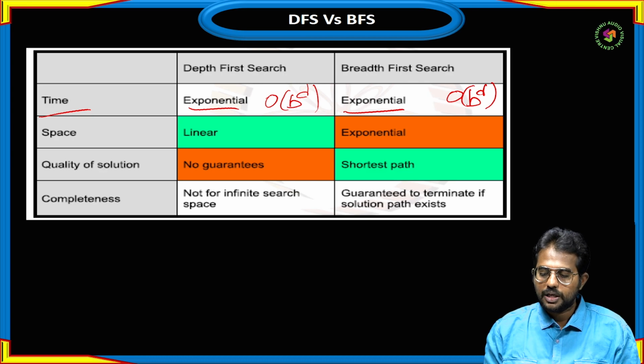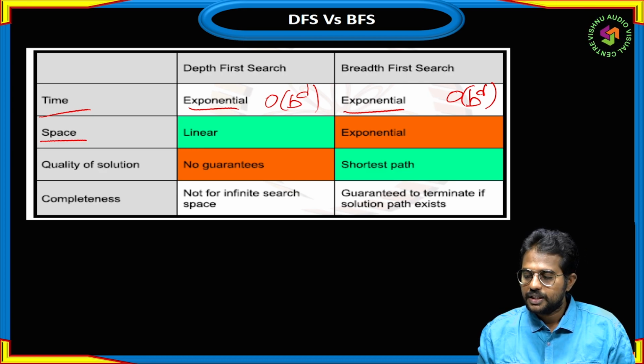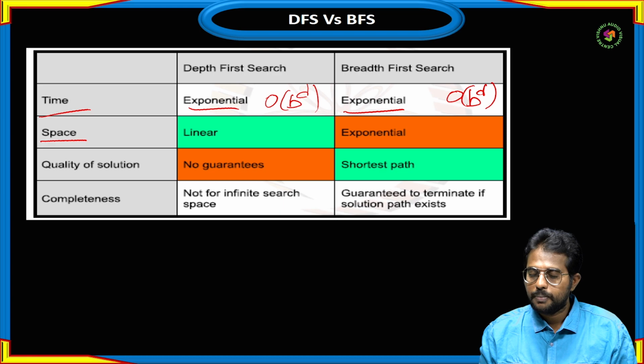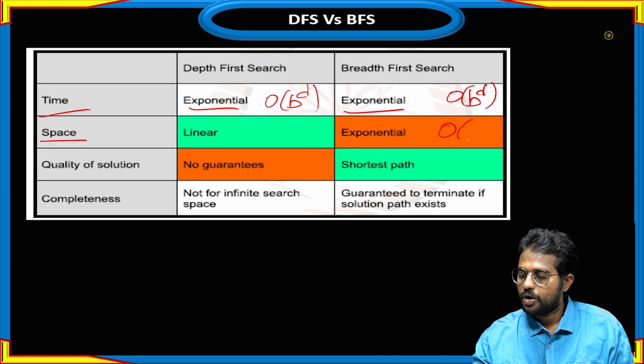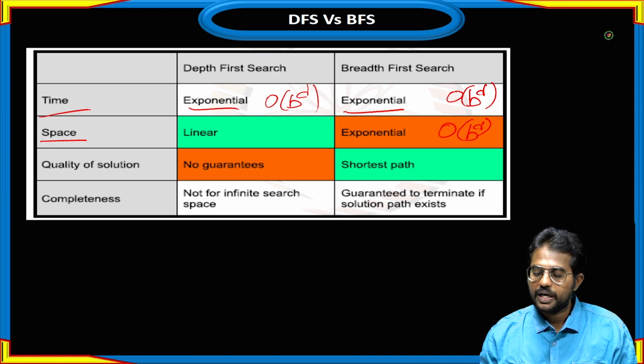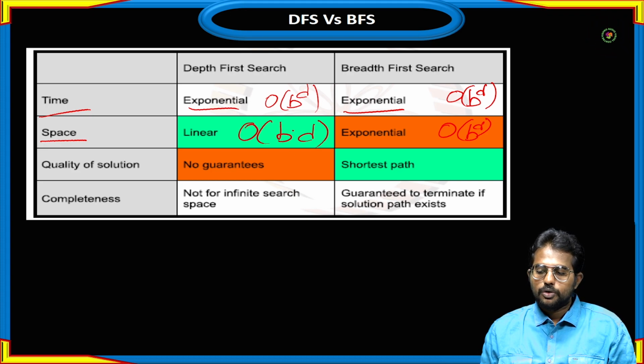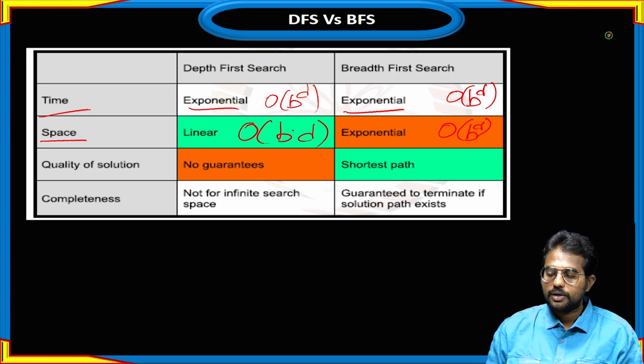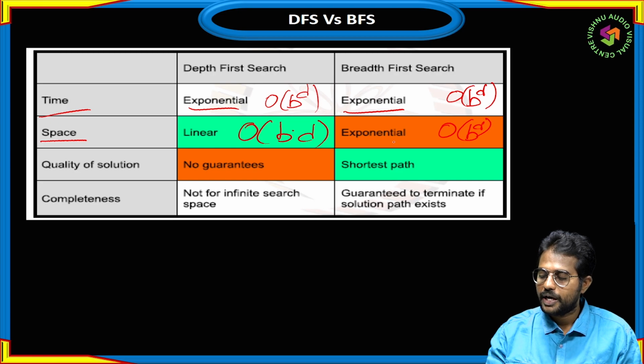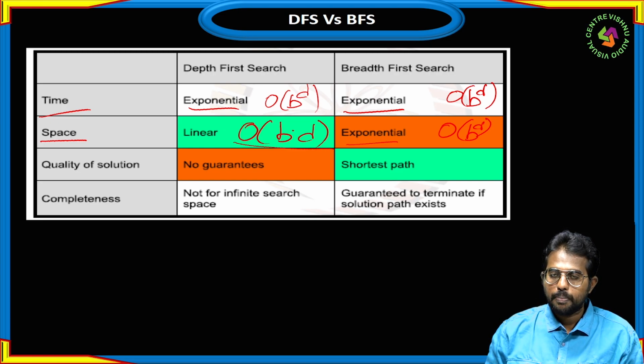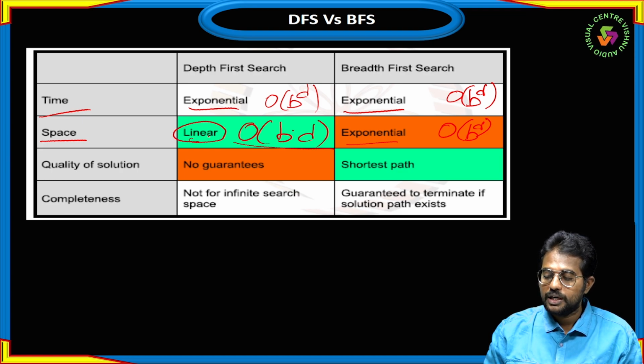And also for the space complexity, BFS will have order of B power D, whereas DFS has the space complexity of order of B into D. So compared to BFS, DFS is better. It will have linear space complexity.